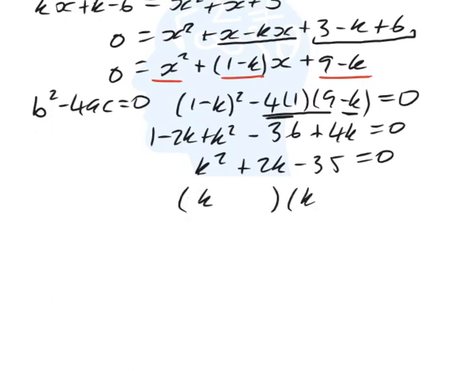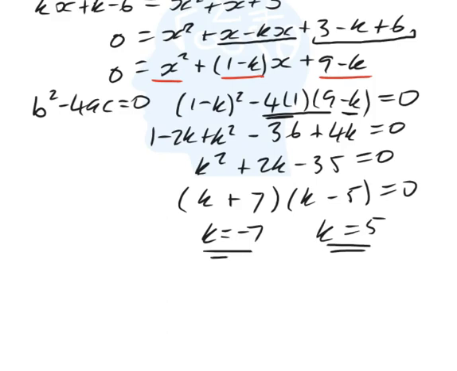So I'm going to have a go at factorising it. It's fairly straightforward, so that's going to be plus 7 and minus 5, so that leads to k equals minus 7 and k equals 5, and those are the two values of k that will mean that the straight line is a tangent to the curve. Remember, our curve was y equals x squared plus x plus 3, and our line was y equals kx plus k minus 6.